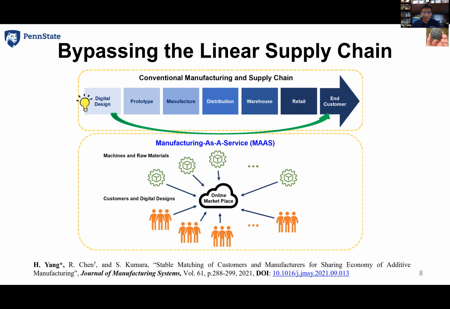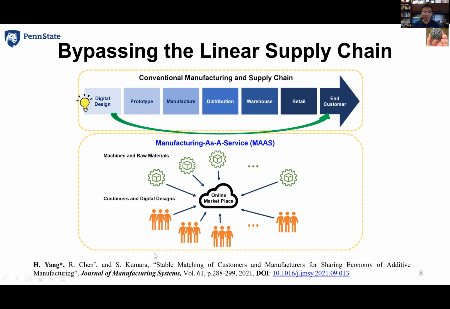So we know that we have Uber, right? And DoorDash and Airbnb, all this sharing economy. But what about manufacturing? Can we enable a sharing economy for manufacturing? As we can see here, we call it manufacturing as a service.